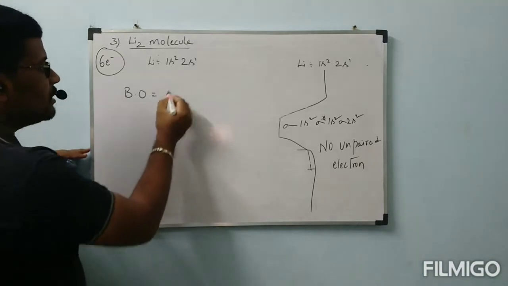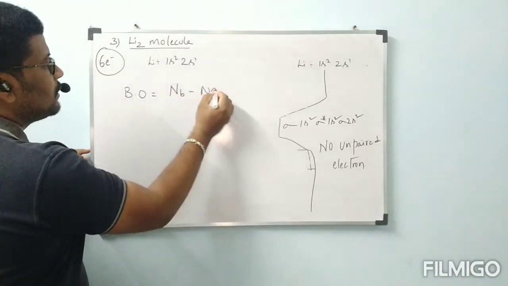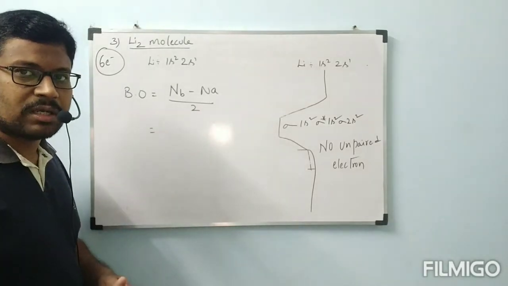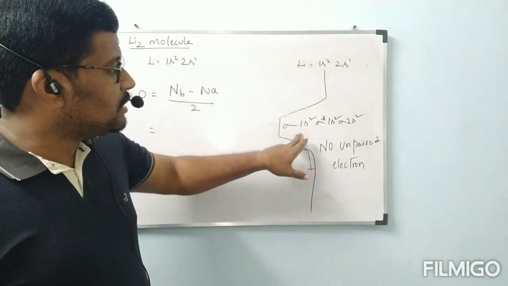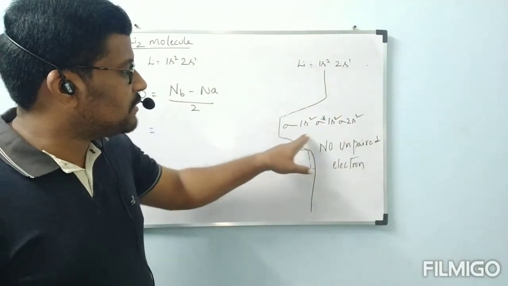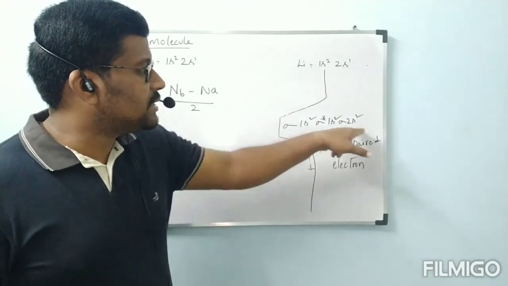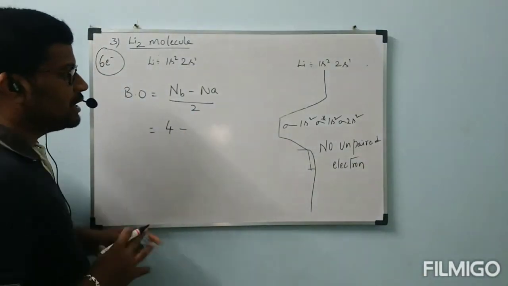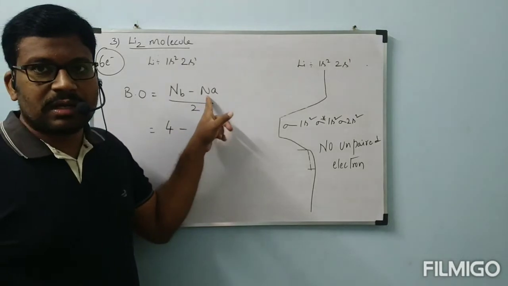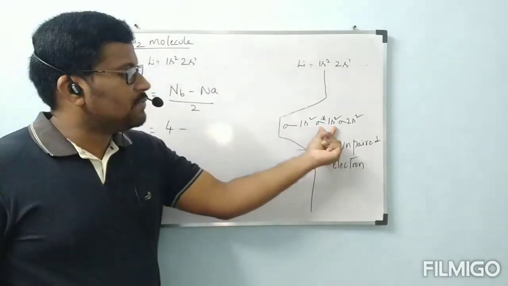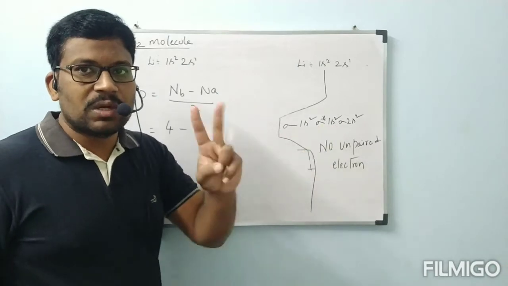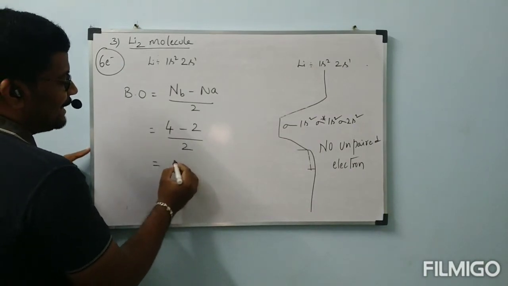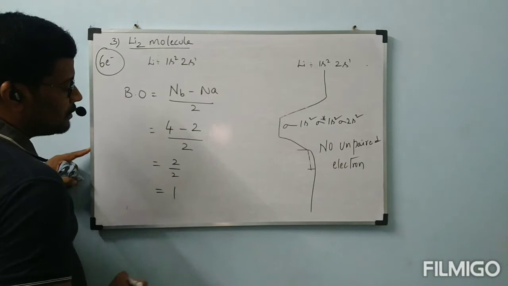Bond order is equal to (Nb minus Na) by 2. Nb is the total number of electrons present in bonding molecular orbitals. Here, how many bonding molecular orbitals do we have? Sigma 1s2, sigma 2s2. So the total number of electrons in bonding molecular orbitals is 4. That's 4 minus the number of electrons present in anti-bonding molecular orbitals, that is sigma star 1s2, only 2 electrons. Then I am going to write 2. 4 minus 2 by 2, 2 by 2 is equal to 1.